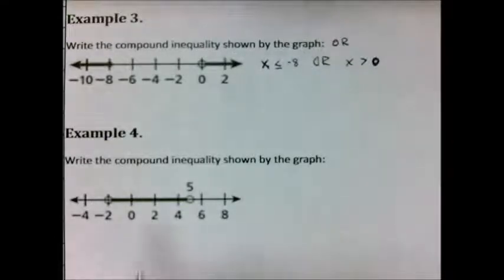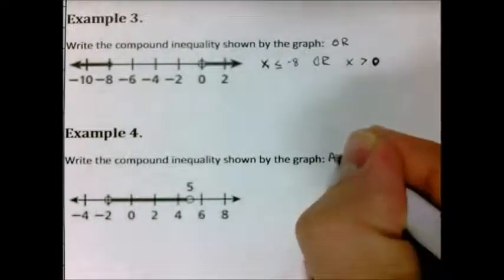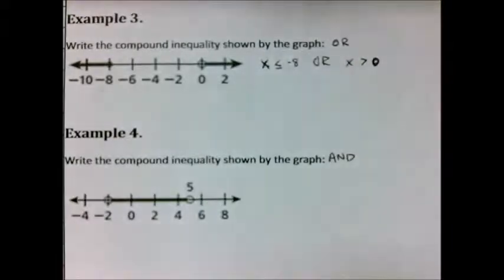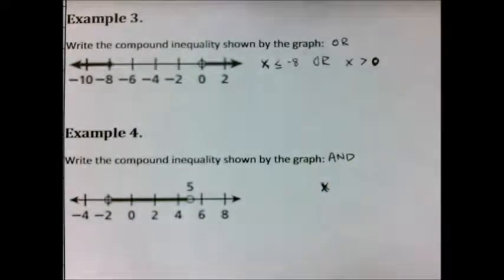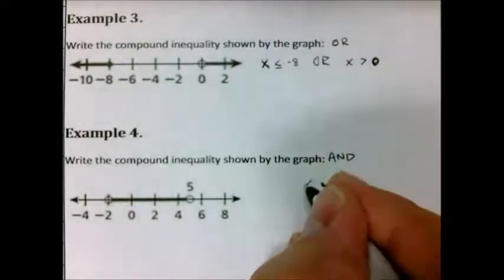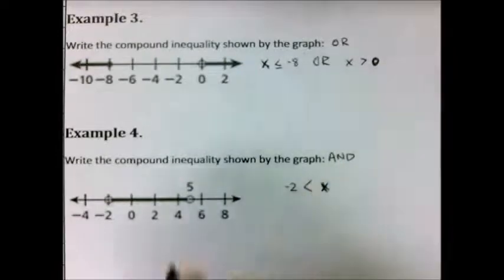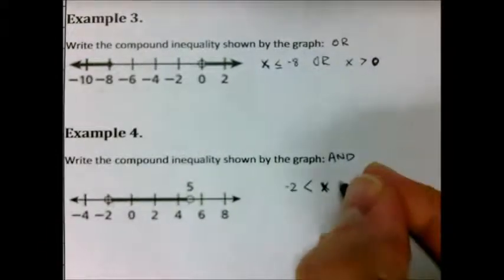Now example 4 is the same type of thing, but we see that it is connecting the two dots, which means that this is going to be an and. It is the intersection of both of them, which means that our variable, let's call it x, is going to be in between both values. We know x is greater than -2, but it is less than 5.